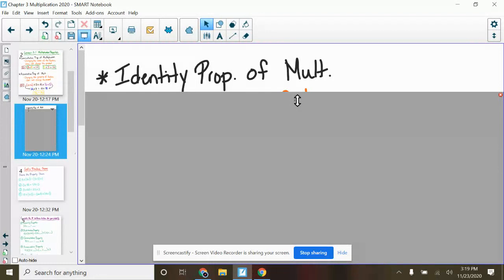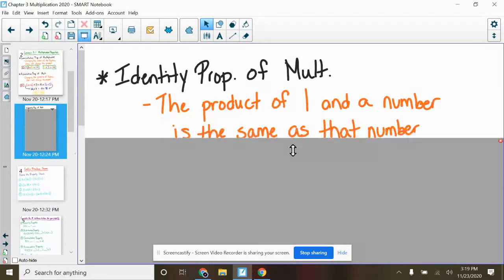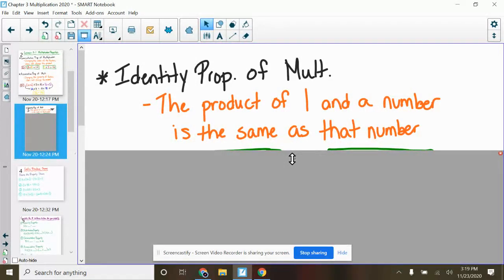So the identity property of multiplication, this property tells us that the product of 1 and a number is the same as that number. And some of this might feel a little bit familiar to you all because you may have heard of an identity property of addition, but for the identity property of multiplication, this is where we look at a number and we know that if we multiply 1 and another number, the product is going to become that other number.